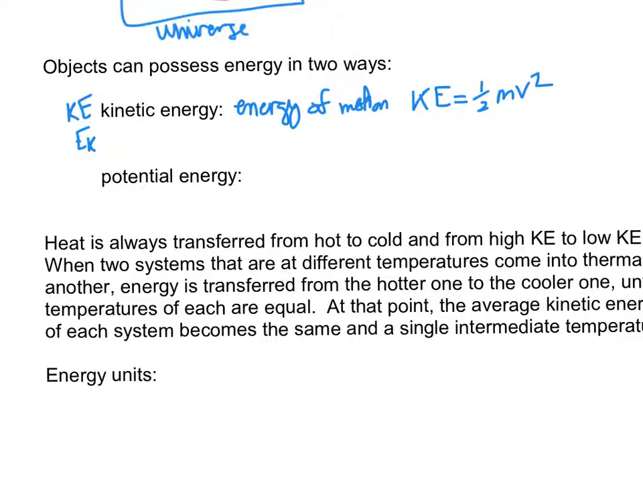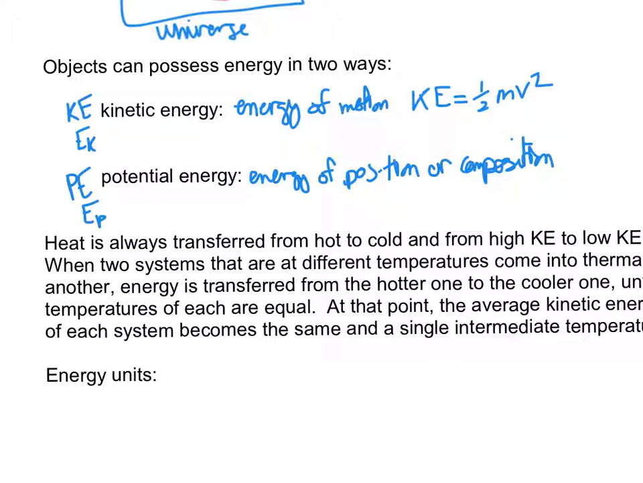Potential energy is then the energy due to position. So let's write that down. And you can write it as PE or E sub P. So it is the energy of position or composition. Now, some people think of this as stored energy.